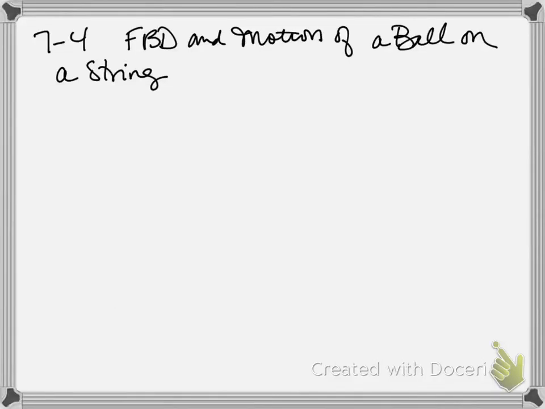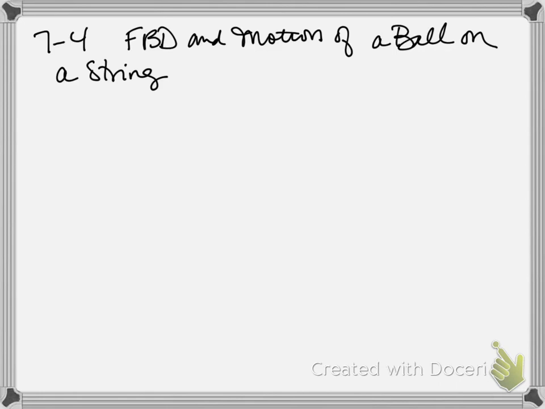For number 4, we have a free body diagram and motion of a ball on a string. Looks like all the pictures came through on the PDF, so we should be in good shape here. A heavy ball swings at the end of a string as shown above with negligible air resistance. Point P is the lowest point reached by the ball in its motion, and point Q is one of the 2 high points.